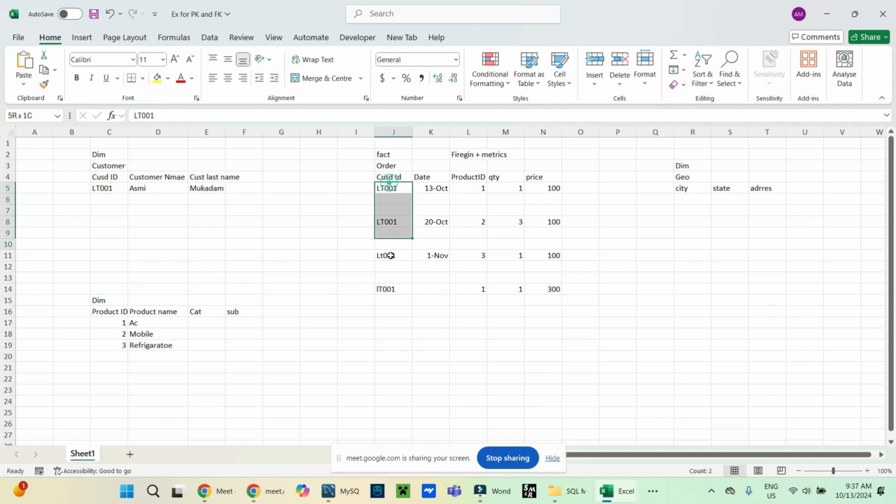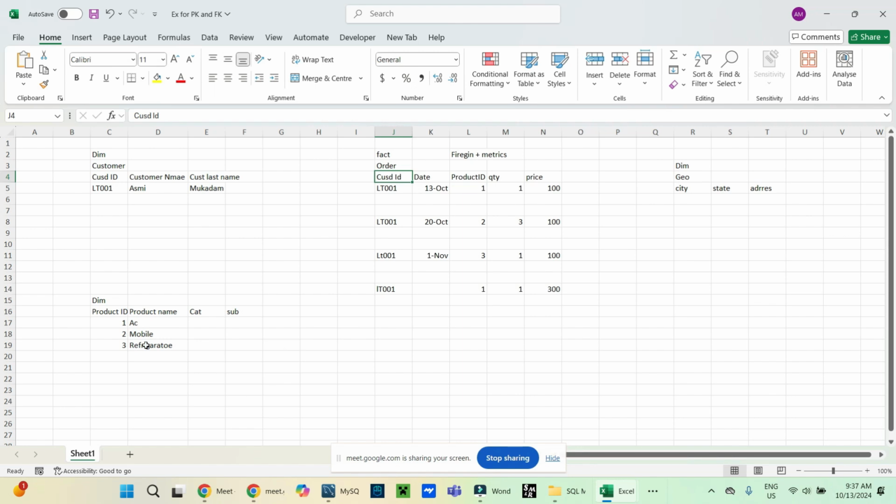Okay, so you will get a customer ID duplication here, you will get a product ID duplication here. But whenever we are joining the two tables, we should have a foreign key and primary key relation. So here in the dimension table you have a primary key and here you have a foreign key. So we are joining these two tables with customer ID.